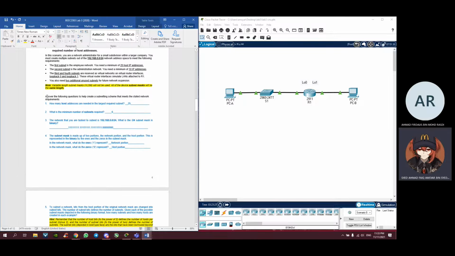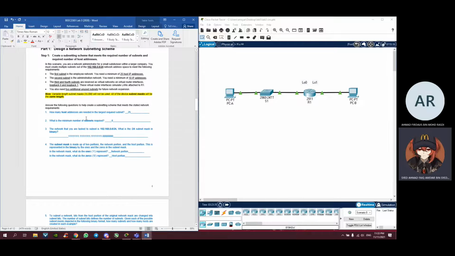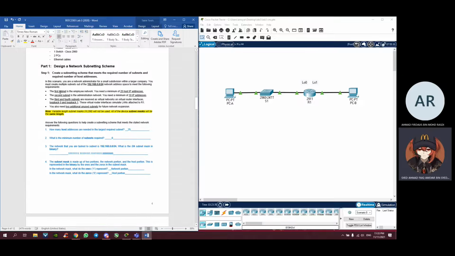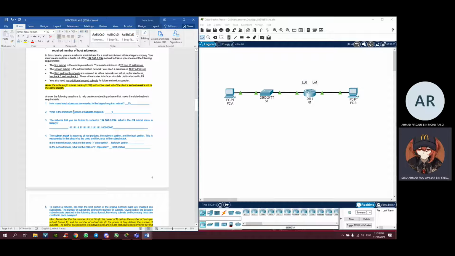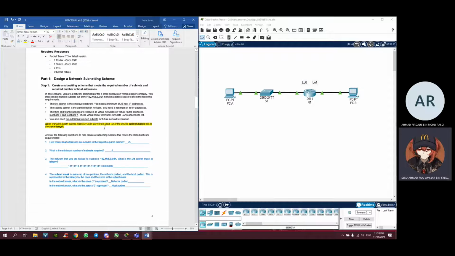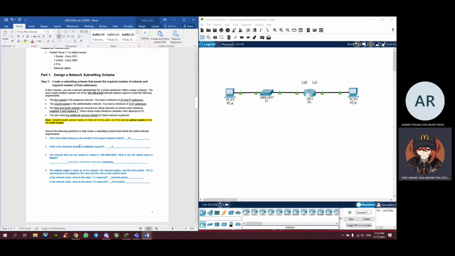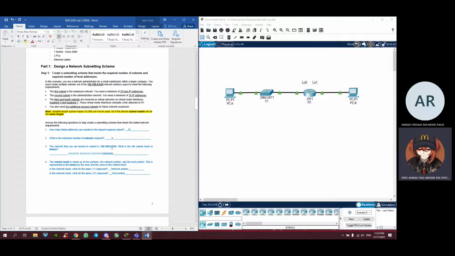And then to answer the questions. How many host addresses are needed in the largest required subnet? 25, because here we need a minimum of 25 host IP addresses. And then the minimum number of subnets required. For the subnets here, first, second, third and fourth, and we also need two additional unused subnets, so the total is 6.